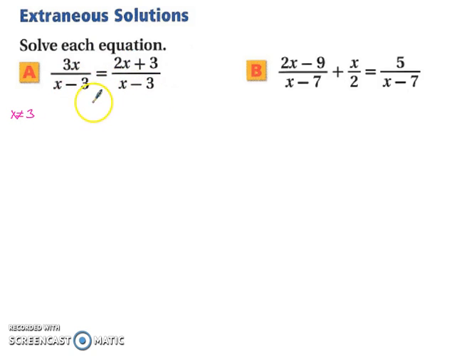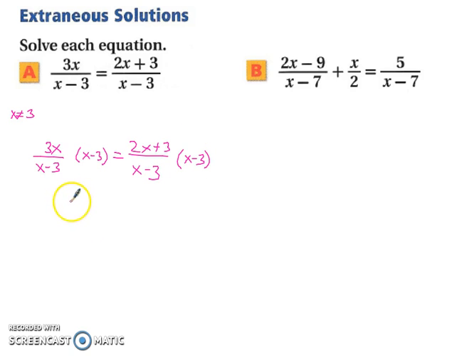So now let's solve. We don't want these variables in our denominator. So we're going to multiply both by x minus 3. So if we take our 3x over x minus 3 and multiply that by x minus 3, and we take our 2x plus 3 over x minus 3 and multiply that by x minus 3 as well, all you end up being left with is 3x equals 2x plus 3, as these cancel each other out, or they equate to 1.